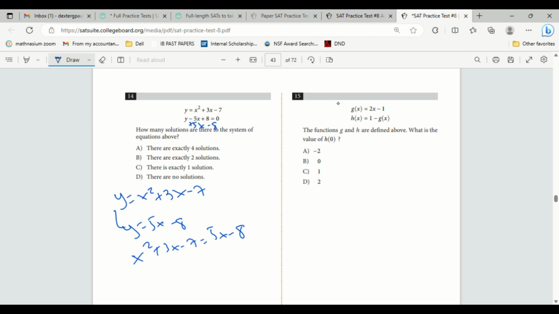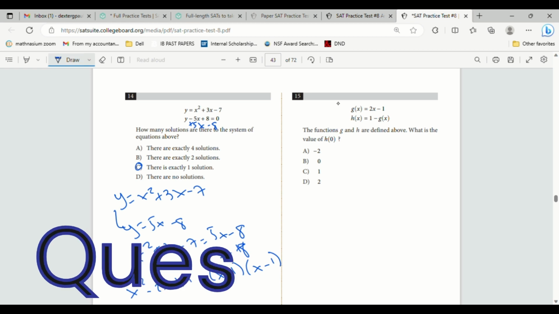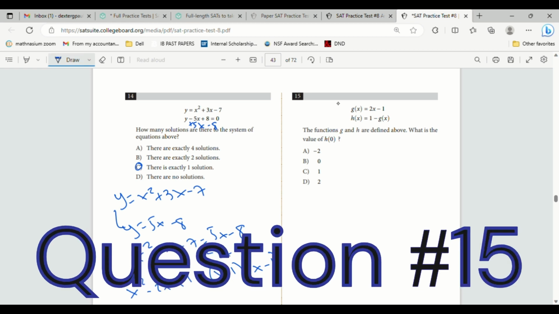So now that we're here, I'm going to move everything over to one side. Subtract 5x, add 8. So that's x squared minus 2x plus 1. If I factor this, I get x minus 1 times x minus 1, which is the same solution, so it's exactly one solution. Number 15, the functions g and h are defined above.